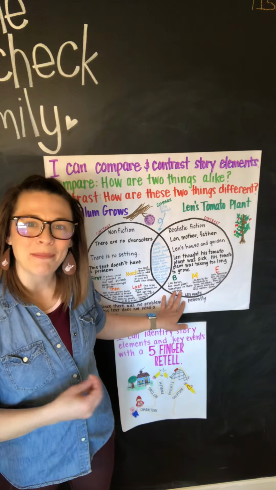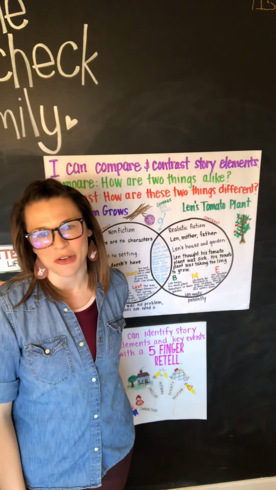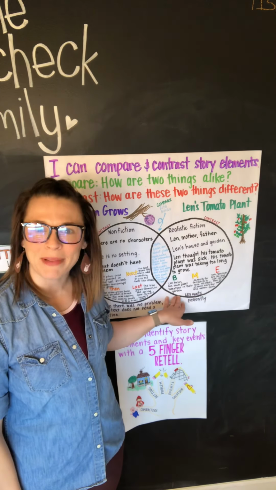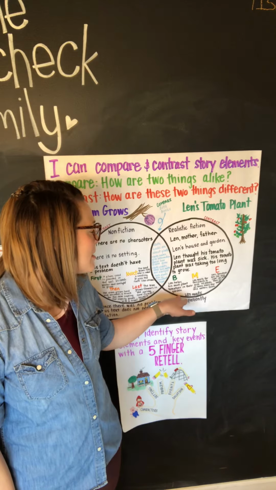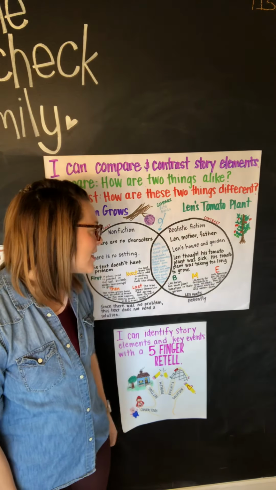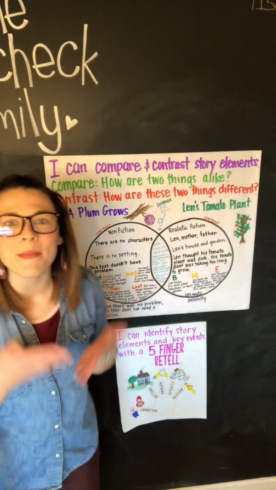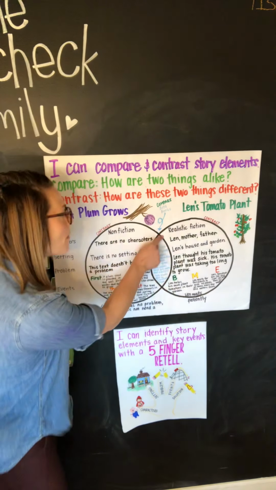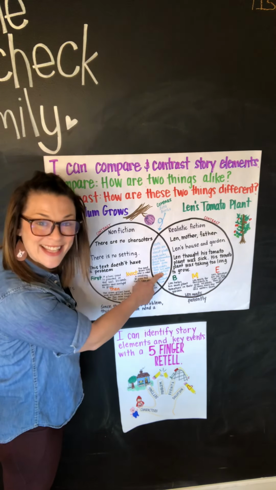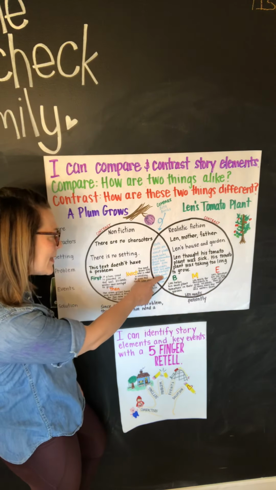Now, I used beginning, middle, and end for Len's Tomato Plant because that's what I used in my 5-finger retell, and so I thought that was the easiest way. At the beginning, Len plants a tomato plant. In the middle, he waits for it to grow, and at the end, the tomatoes are red and ripe. He picks them for salad. So from there, I know that both tomato plants and plum plants start as a seed, and then when they're ripe and done growing, they can be picked and eaten.